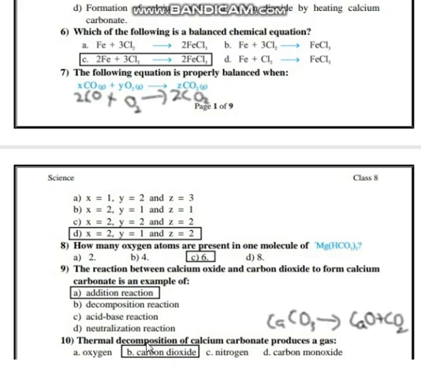Question number 10: thermal decomposition of calcium carbonate produces a gas. When we decompose calcium carbonate, CaCO3, by heating, it forms calcium oxide along with carbon dioxide, so the right option is option B.